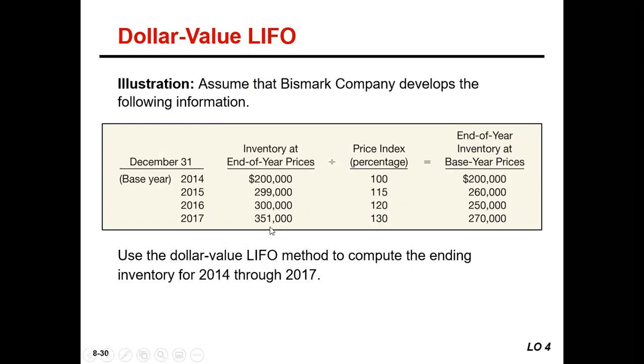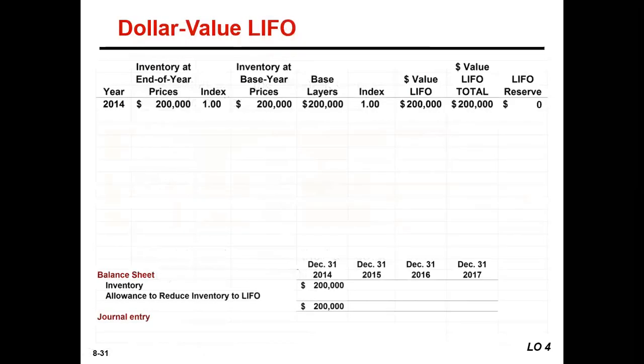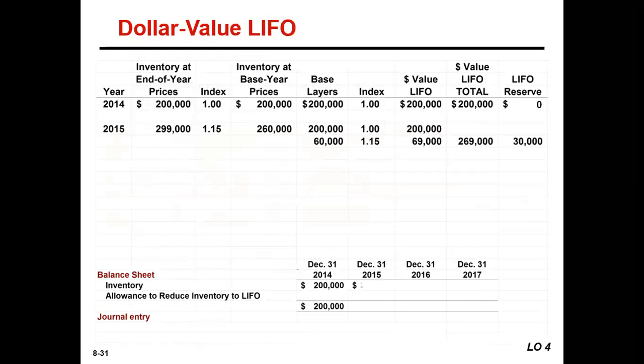2017 inventory at year end prices 351,000 compared to inventory cost at base year prices, 130% price index. So we can use that to determine what we need to adjust the account for.